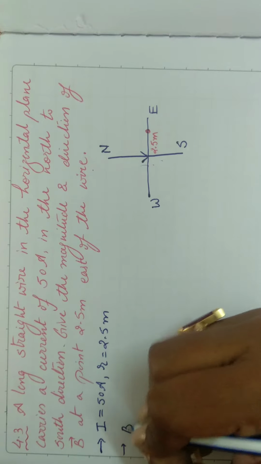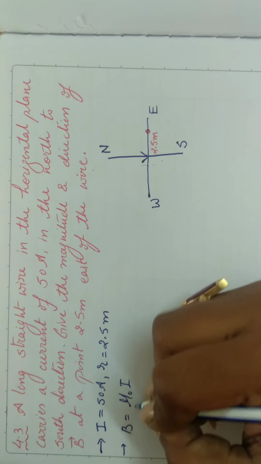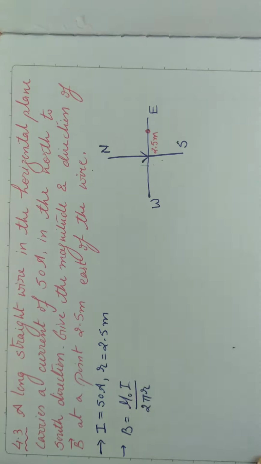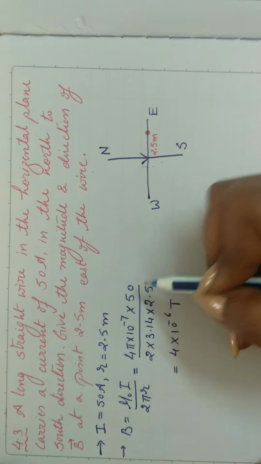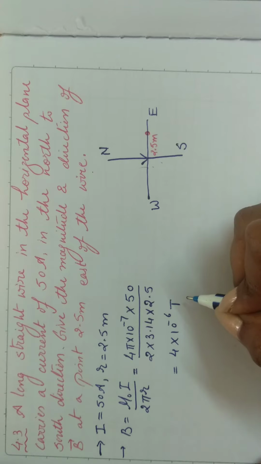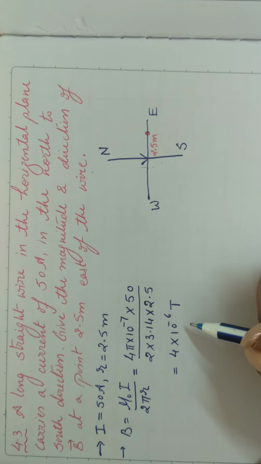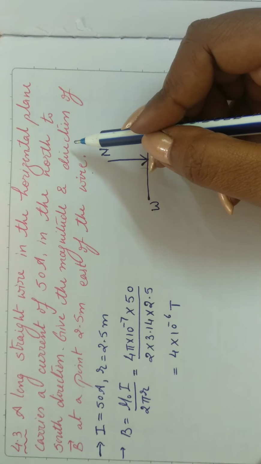Now by the formula, B is equal to mu 0 I upon 2 pi r. Now as we substitute all the values in the formula and calculate it, the answer turns out to be 4 into 10 raised to minus 6 Tesla. So this is the magnitude of the magnetic field. But they have also asked you the direction of magnetic field. So for that you will be using right hand thumb rule.